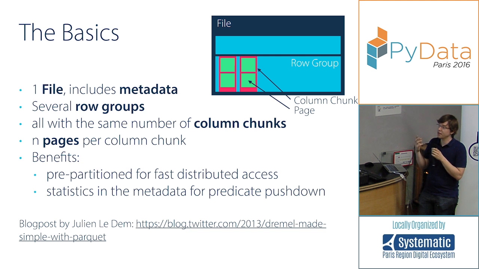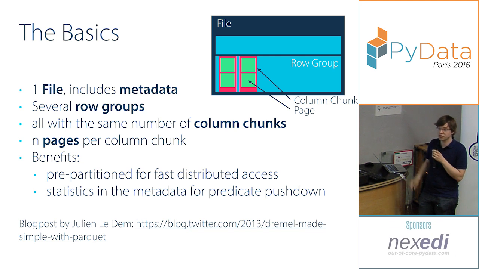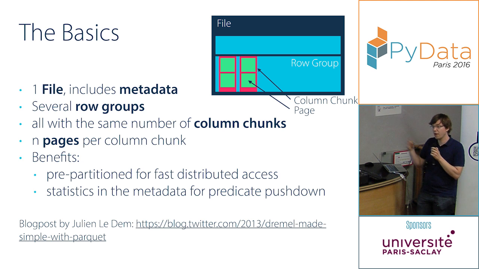Also, this means this pre-partitioning allows fast distributed access. With those pages in a column, you can scan over a column, identify which rows you need, and then if you want to load other columns, you already know which rows in the other columns you have to load and can skip the other ones.